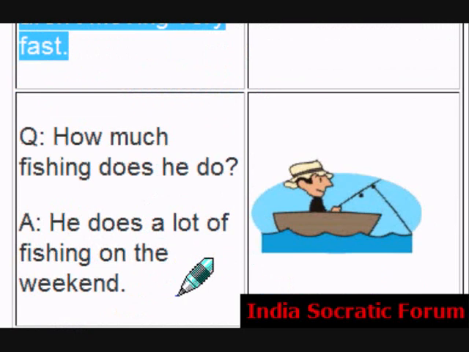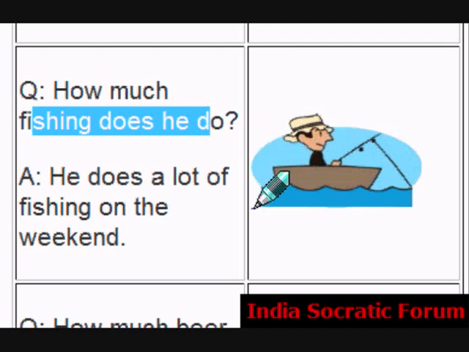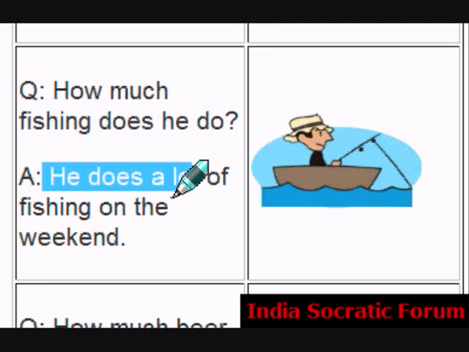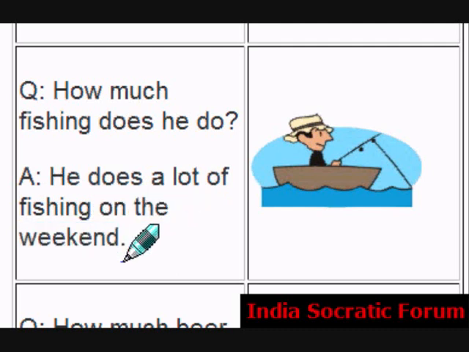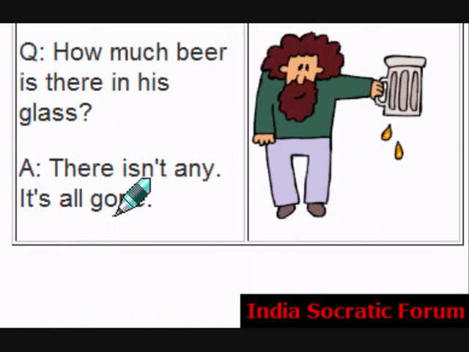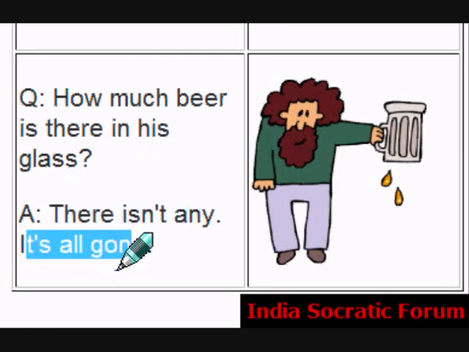One more example. How much fishing does he do? He does a lot of fishing on the weekend. A lot means time-wise. We are talking about time, not the number of fishes. There's a lot of fishing. How much juice is there in his glass? The answer is there isn't any. It's all gone.